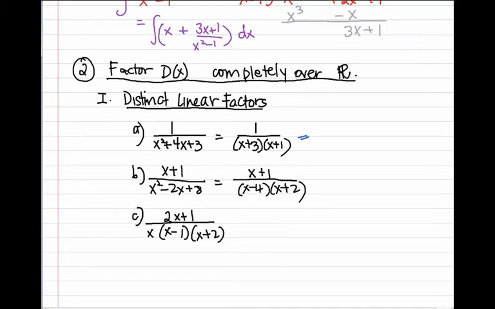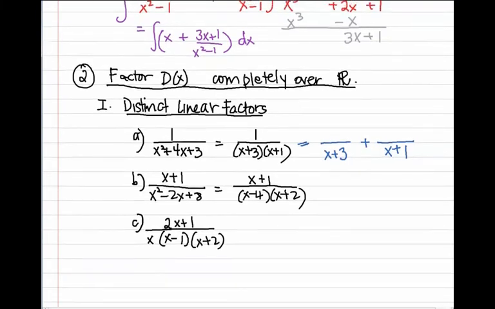When you have two distinct linear factors, you are going to get two partial fractions out of it. The number of factors will determine how many fractions you have. So in this case, one of the partial fractions will contain the x plus 3, and one of the fractions will contain the x plus 1. Now, how do we know that?